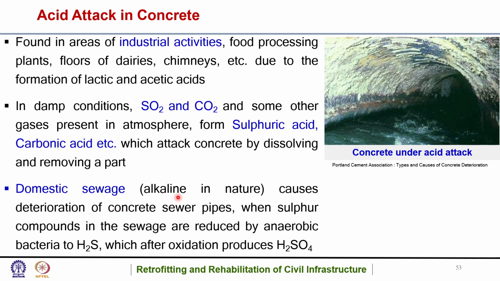Domestic sewage, alkaline in nature, causes deterioration of concrete sewer pipes when sulfur compounds in the sewage are reduced by anaerobic bacteria to H2S, which after oxidation produces sulfuric acid. So that is basically the mechanism of how acid attack occurs. And this is a pictorial example of concrete under acid attack.